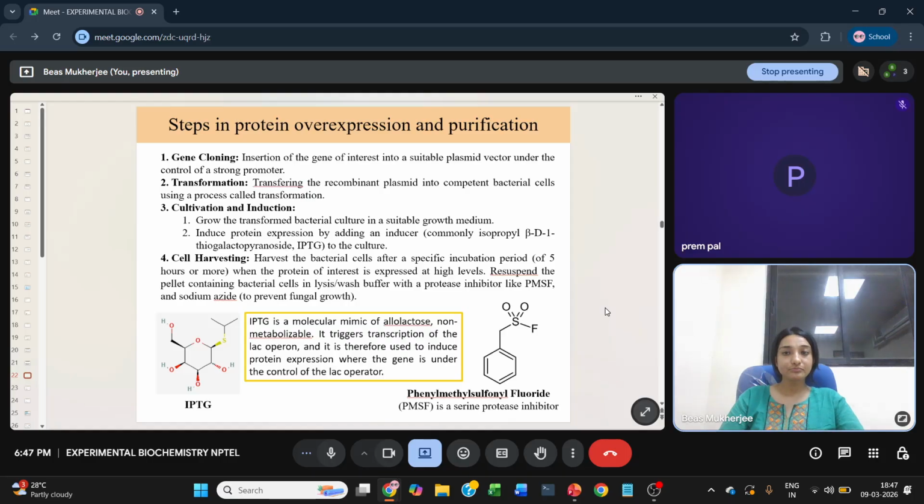Okay. Cell harvesting. Harvest the bacterial cells after a specific incubation period of often 5 hours or more. That is 37 degrees centigrade for 5 hours, or 16 degrees centigrade overnight, when the protein of interest is expressed at high level. Now resuspend the pellet containing bacterial cells in lysis or wash buffer with a protease inhibitor such as PMSF, and sodium azide to prevent fungal growth. So PMSF, the structure is given there for your reference.